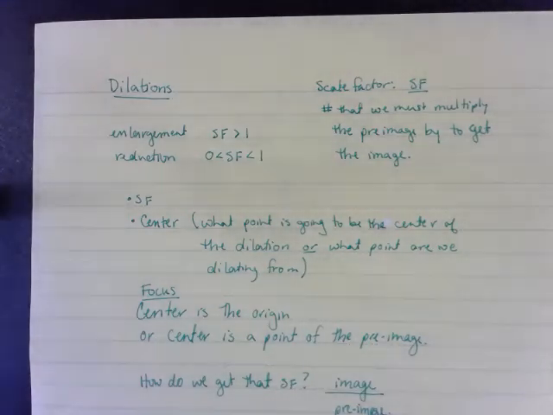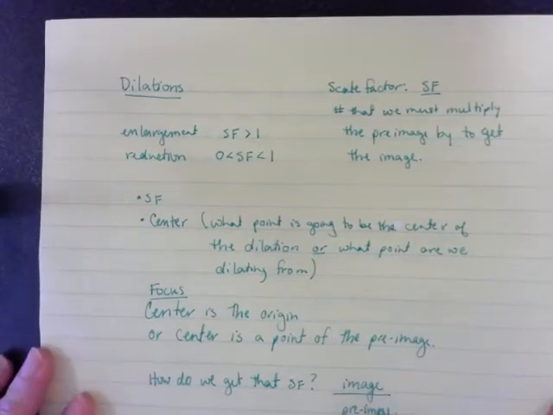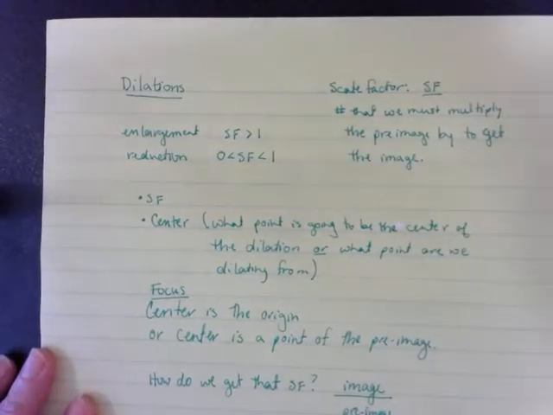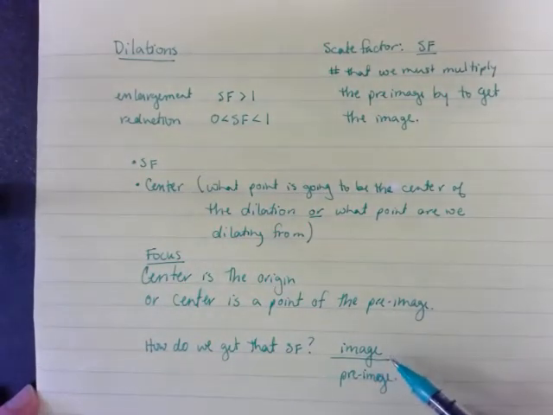Okay, so we're going to go through this quickly because this is most of the stuff that we did in class today. We talked about scale factors in a dilation. We talked about the fact that we have an enlargement or a reduction. We talked about what the scale factor is and how we get it. We get that by dividing the image number over the pre-image number, depending on what we know about it.